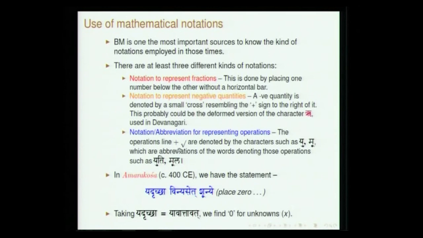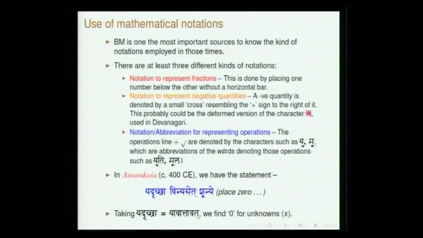And this also represents certain operations. Suppose you have to add two quantities in between. This plus symbol is not used for that. They use the word yuti to refer to it, and sometimes mu to refer to the mula, a square root kind of thing. These are certain notations which one can find in these texts, and in this sense this manuscript is quite unique and provides us a lot of light on the kind of notations and the kind of problems which they were attempting in those days.